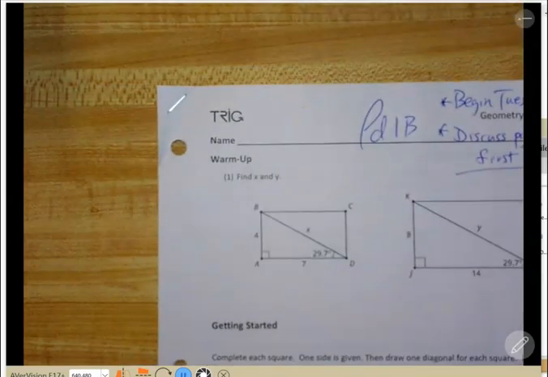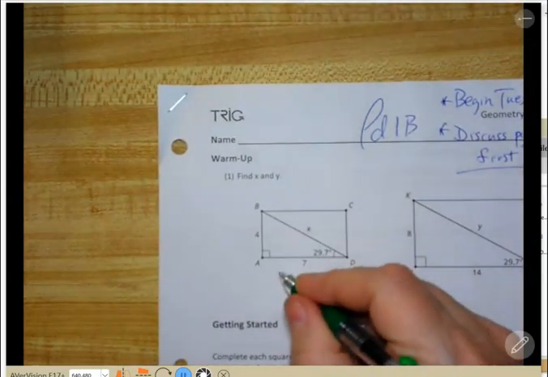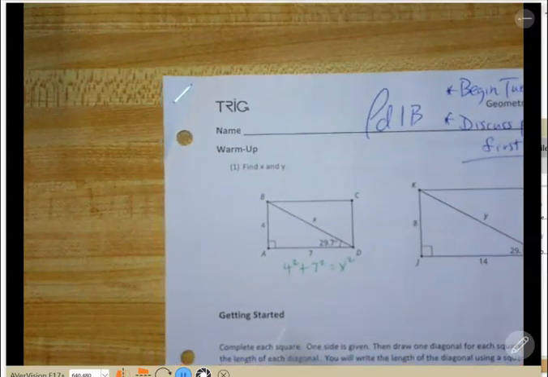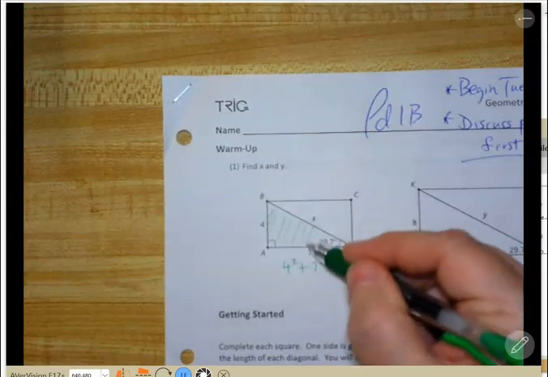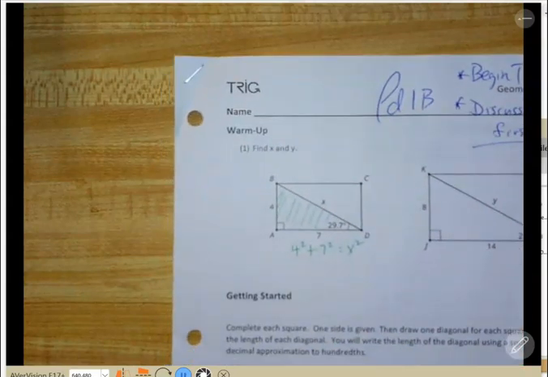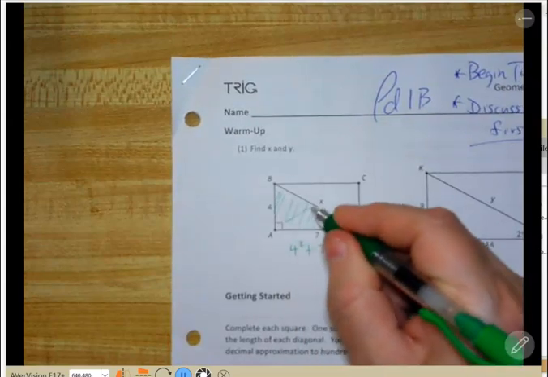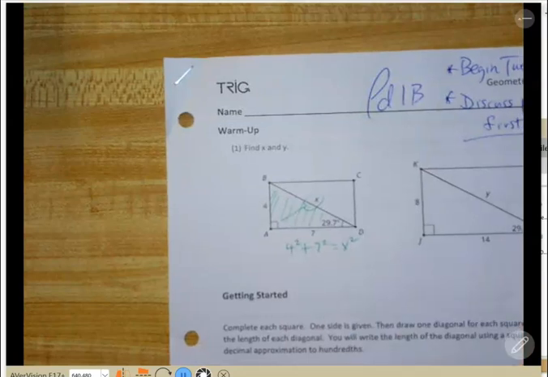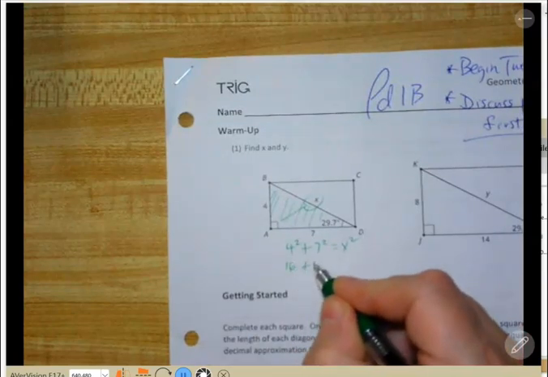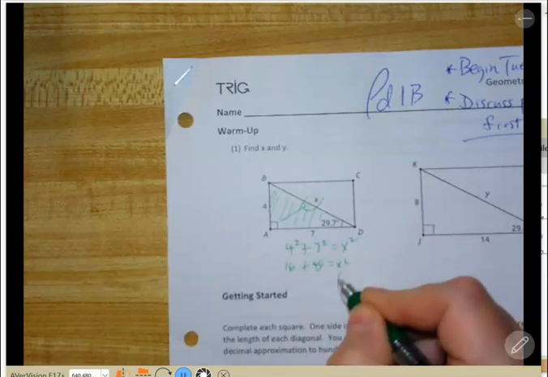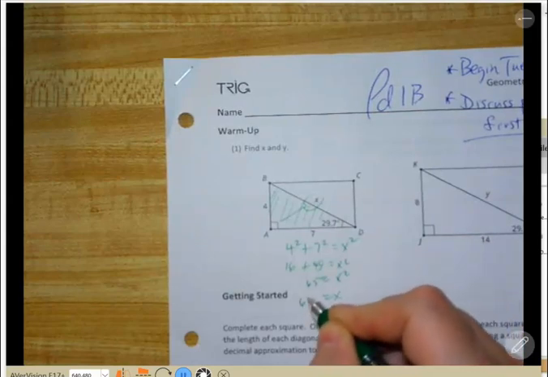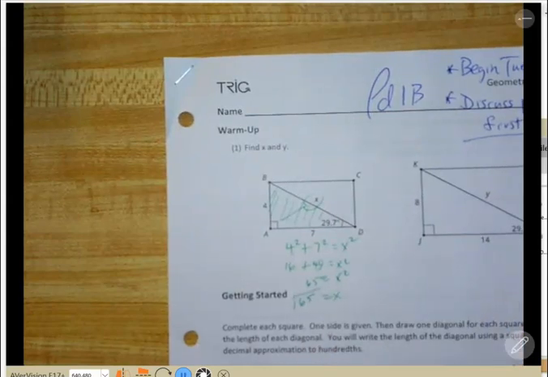Alright, so in problem number 1, probably the best way to get to x is using the Pythagorean theorem, since we have a right triangle here. So 4 squared plus 7 squared equals x squared. X is the hypotenuse, which is opposite the right angle. So we're going to end with the x squared. So 16 plus 49. So x squared is 65. So x is the square root of 65. That would be the answer to x.